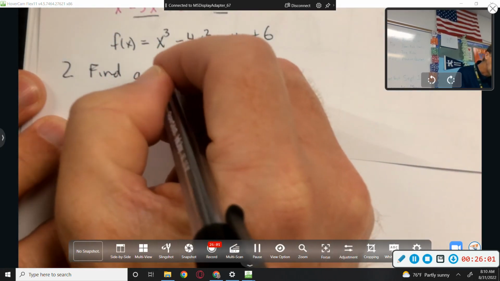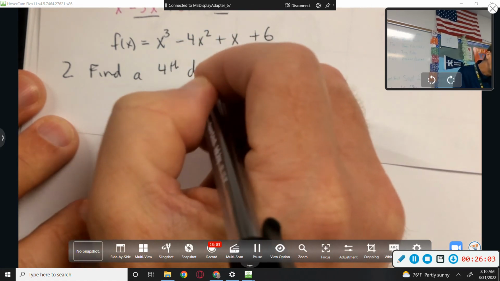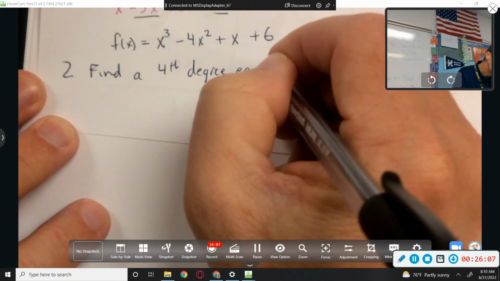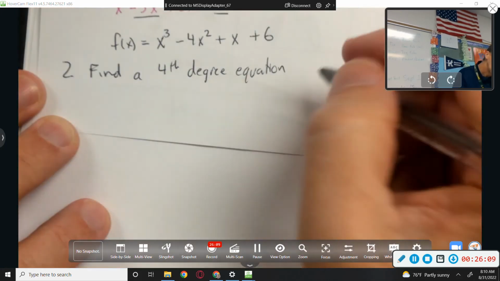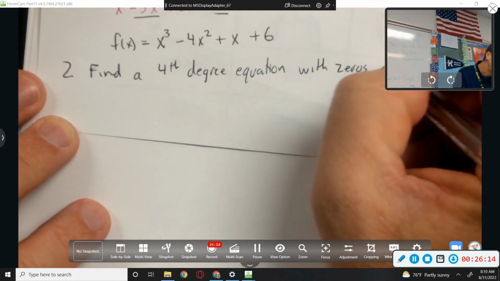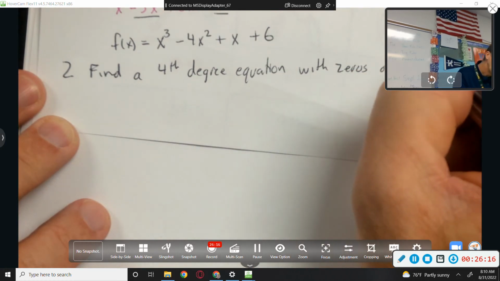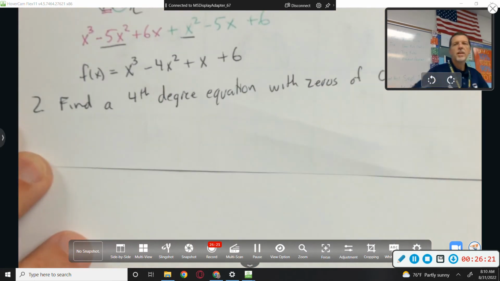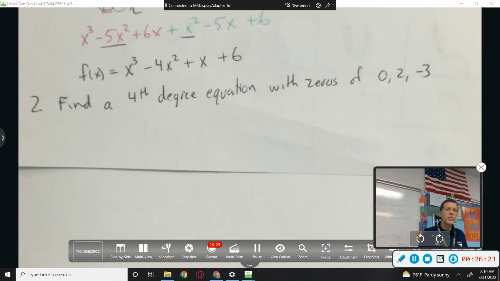Let's find a fourth degree equation with zeros of 0, 2, and negative 3. Fourth degree equation with zeros of 0, 2, and negative 3. Okay, so already something doesn't quite line up here.